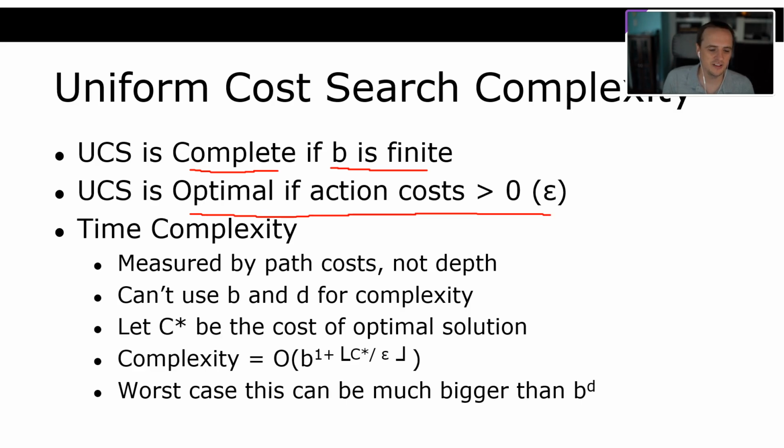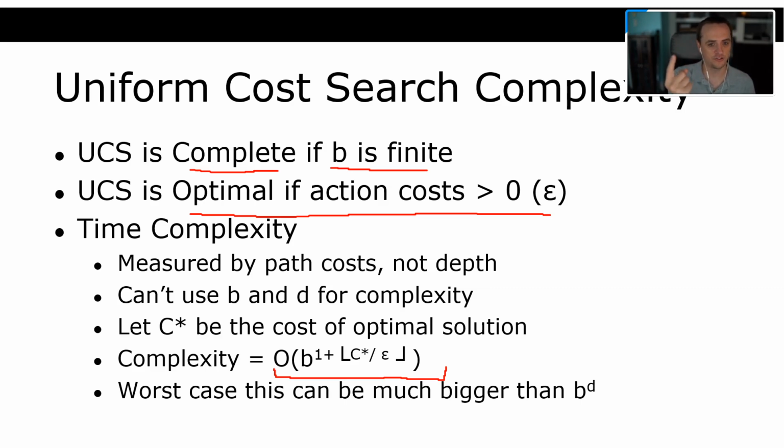The time complexity is a little bit tricky, okay? It's measured by path cost, not by depth. We can't use B and D because we're not talking strictly about branch expansion. So here's the complexity. It's there if you need to know it. It's much worse in the worst case than breadth first search. But the trade-off is that it gives us an optimal solution, okay? So that's uniform cost search.